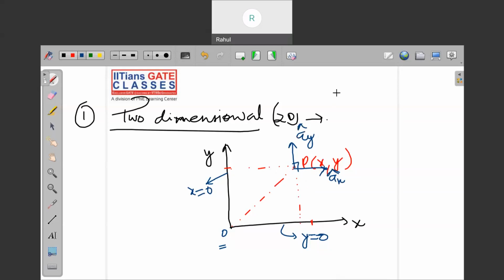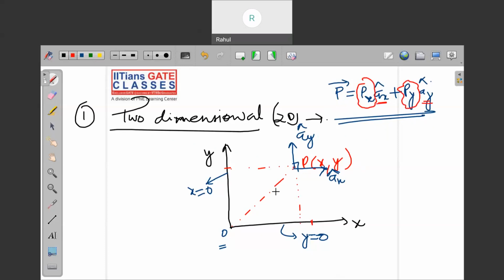So suppose any vector P is there. How can you write P here? P will have Px sitting along a x, plus Py sitting along a y. This is what the vector is. The P vector has the magnitude Px and the direction a x, and Py and the direction a y. So this is how we can locate any point in the two-dimensional plane.